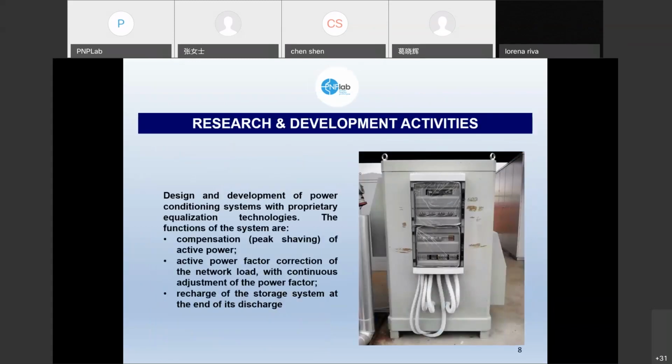In the field of research and development activities, PMP Lab has operated in the design and development of power conditioning systems with proprietary equalization technologies, with the main functions of the system being the compensation, the peak shaving of active power, power factor correction of network load with continuous adjustment of the power factor, and recharge of the storage system at the end of the discharge.